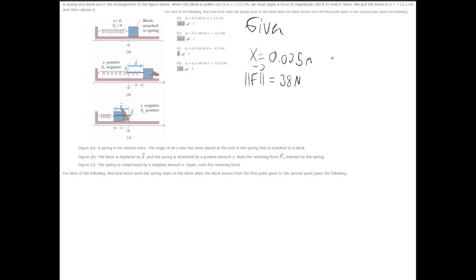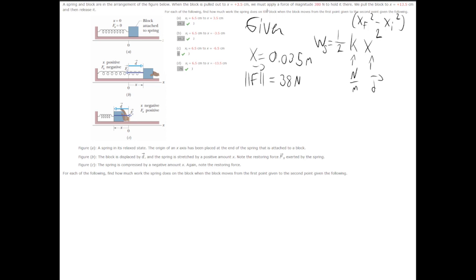And we know that the work done by a spring is 1/2 K x squared, where K is the spring constant in newtons per meter, and x is the displacement. So this is going to be x final squared minus x initial squared. Final minus initial displacement, that'll give us the distance.